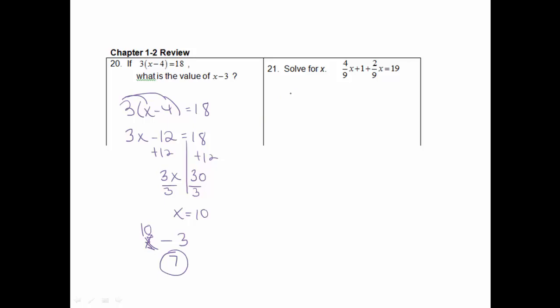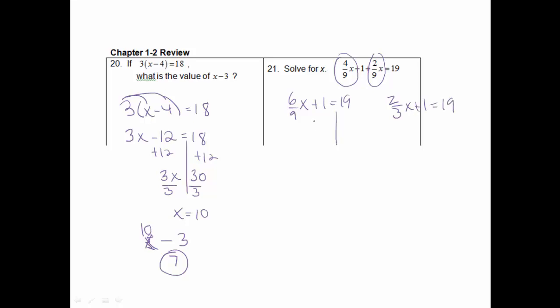Right, number 21 asks us to solve for x. We have 4/9 x plus 1 plus 2/9 x equals 19. We're not going to let the fractions freak us out because there's a fraction button on the calculator, so we should be all set with that. So what we are going to do is add the like terms. 4/9 x and 2/9 x both have x's, so if I add those two, I'm going to end up getting 6/9 x plus 1 equals 19. I believe if you're using your calculator it would reduce that to 2/3 x, so your problem might say 2/3 x plus 1 equals 19.